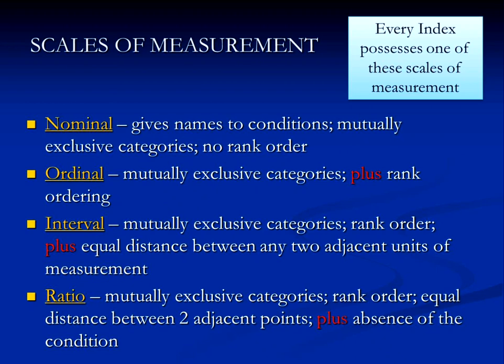So we have different classifications of indices, but every index possesses one of the scales of measurements, and there are 4 different scales of measurements, and you may recognize this from previous science classes. So indices can either be nominal, ordinal, interval, or ratio. Basically, nominal means that there's categories. This is very simple. You give names to different conditions. They're very mutually exclusive. There's no ranking to them.